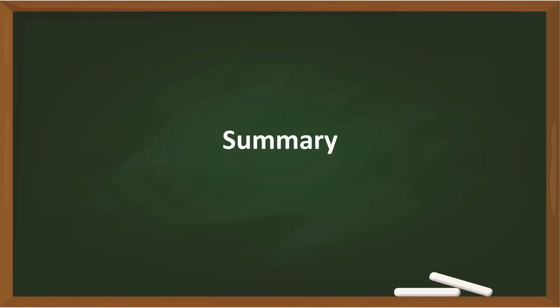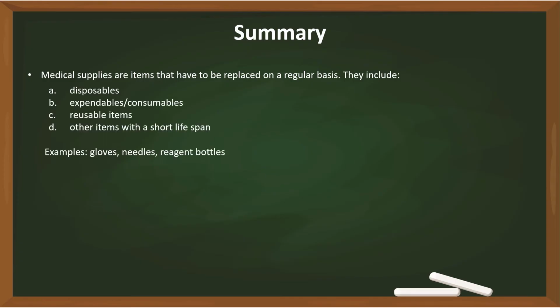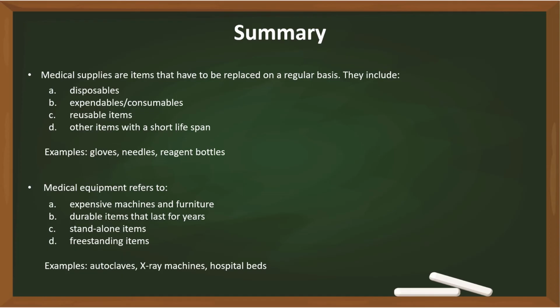Summary. First, medical supplies are items that have to be replaced on a regular basis. They include disposables, expendables or consumables, reusable items, and other items with a short lifespan. Second, medical equipment refers to expensive machines and furniture, durable items that last for years, standalone items, and freestanding items.